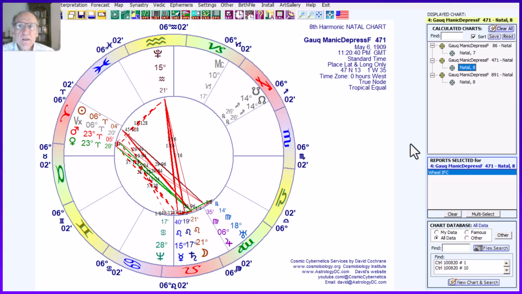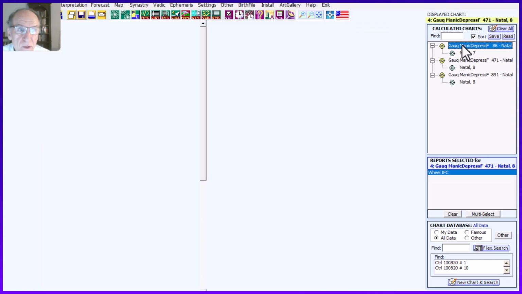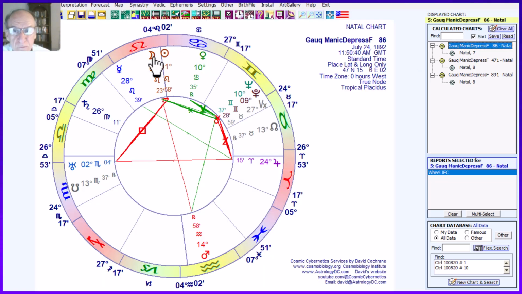Okay, so to repeat, there are some general themes that are common to many people with bipolar disorder, and these are what they are. I've described 5 of them. Here's the 6th one, Leo. And here's a chart of a person who has, this is the birth chart of number 86 of 912. I'm just using these charts to illustrate the concept so you understand what they are. This person has Sun and Moon in Leo.